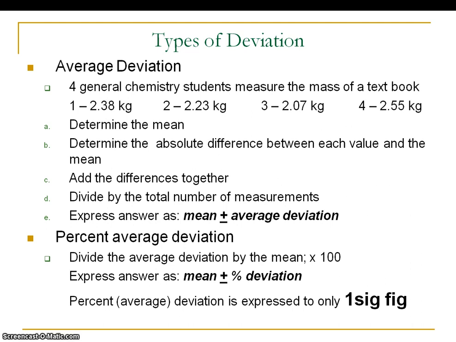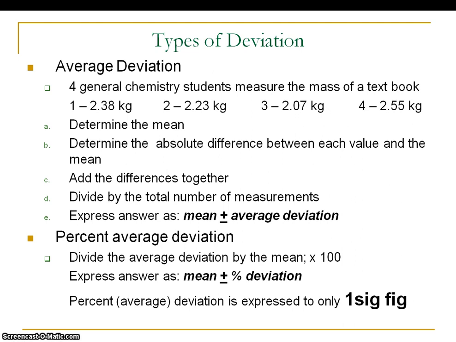Now, your percent deviation is always expressed to only a single sig fig. I'd love to be able to explain to you why that is, but honestly, I couldn't tell you. It's just always been that way. It's just kind of the standard. One of these days when I have free time, I'll try to figure out where that came from, but it's just always kind of done that way.